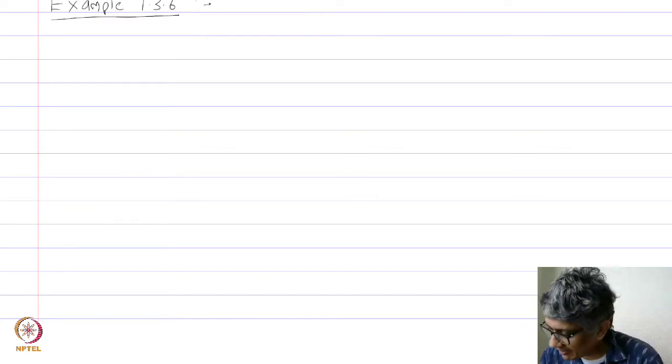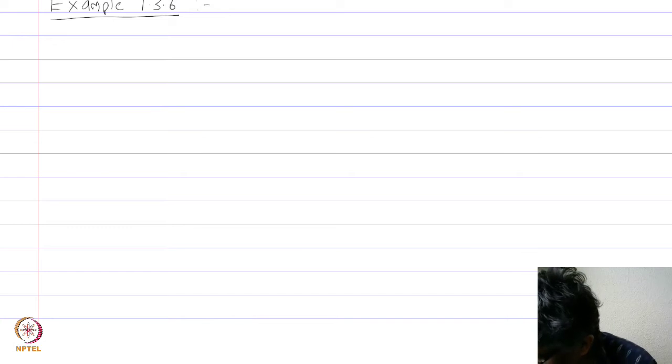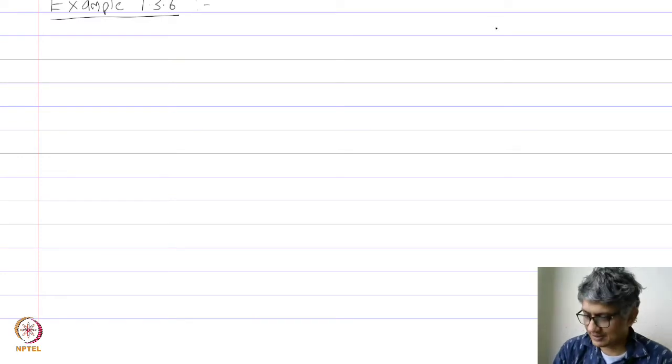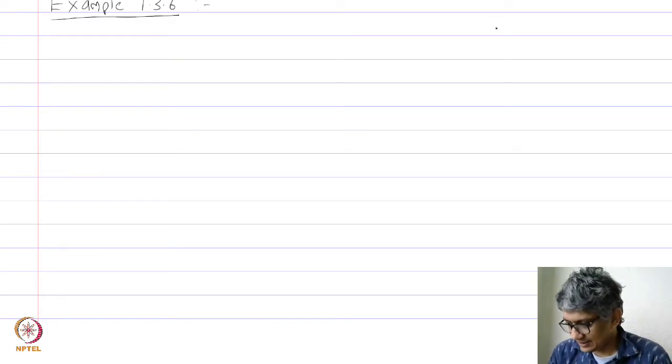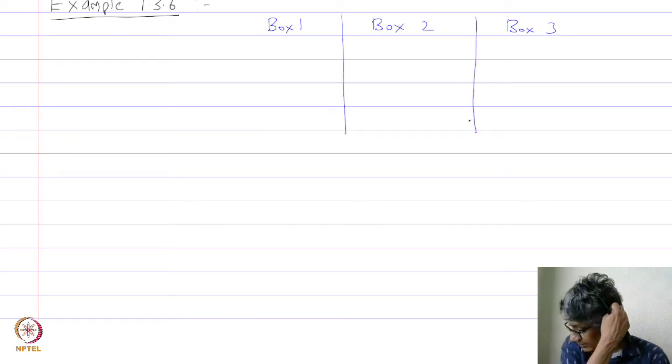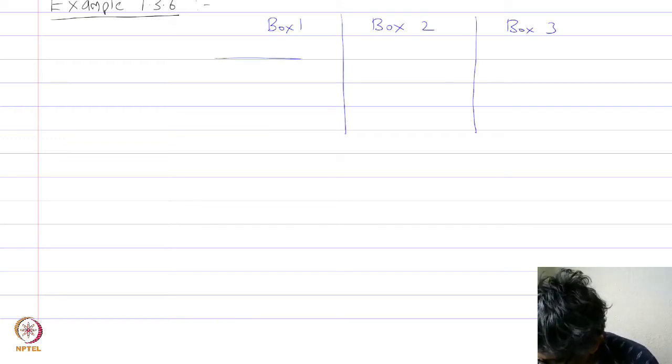Suppose we have three boxes, and in the three boxes we have a collection of balls. Let's say three boxes: box 1, box 2, and box 3. In each of these three boxes, let's say I have three sets of balls.